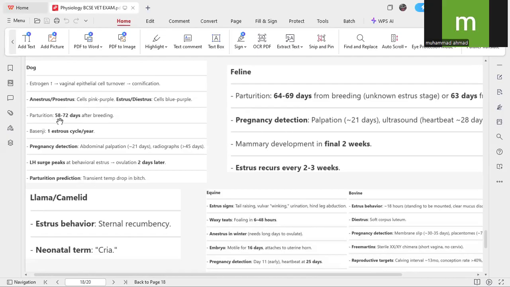Parturition is 58 to 72 days after breeding. In the Basenji breed, one estrous cycle is equal to 1 year. Pregnancy detection: abdominal palpation at 21 days and radiograph after 45 days. The LH surge peaks at the behavioral estrus. After ovulation, after 2 days, there is an LH surge. At parturition there is a transient temperature drop.